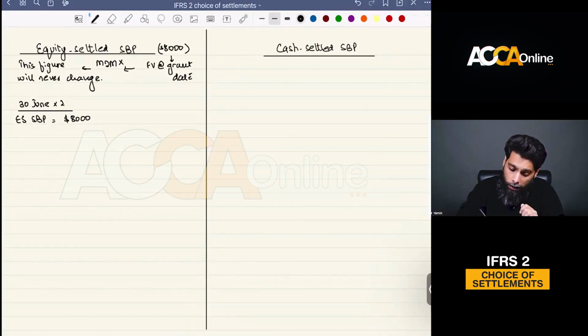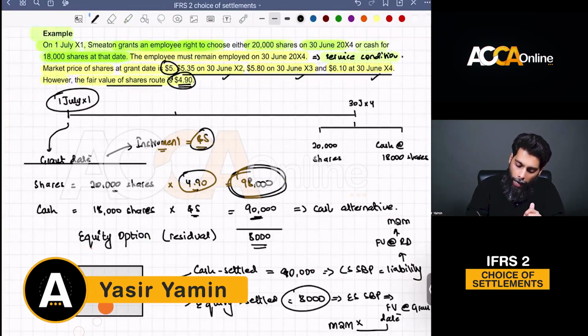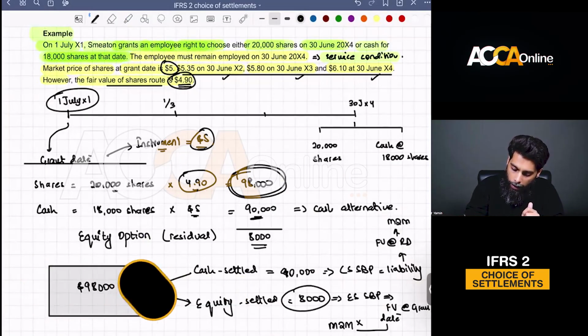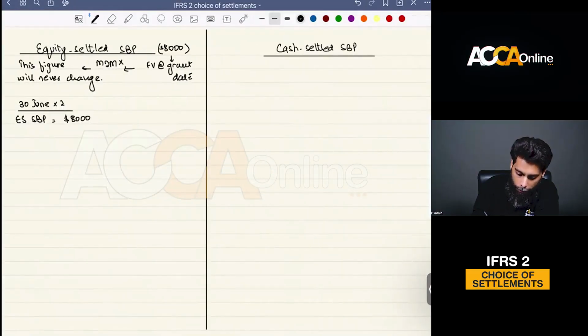Why? Because this was a question with service condition. And if this was a question with service condition, then at the first accounting period it is going to be 1/3, at the second accounting period it is going to be 2/3, and at the last accounting period it is going to be 3/3. You apportion the impact. Understood, guys? So how are you going to treat the equity settled share based payment? Just follow. $8,000 multiplied by 1/3. This is the expense relating to the first period.